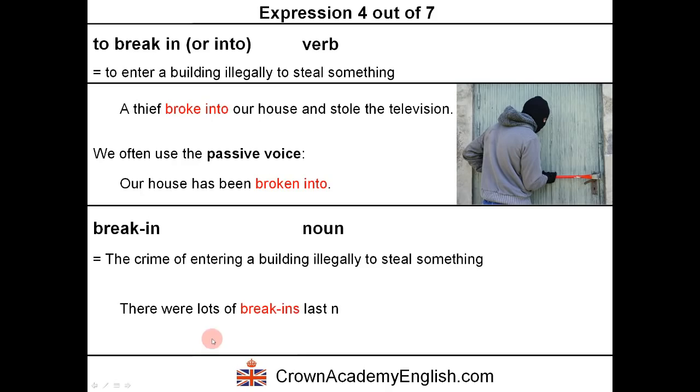Example, there were lots of break-ins last night. Remember to write the hyphen. So here we are using these words as a noun. It's a thing, something that happened.